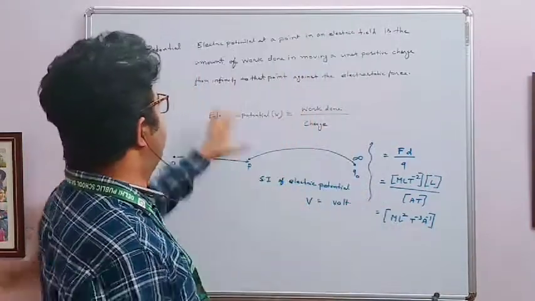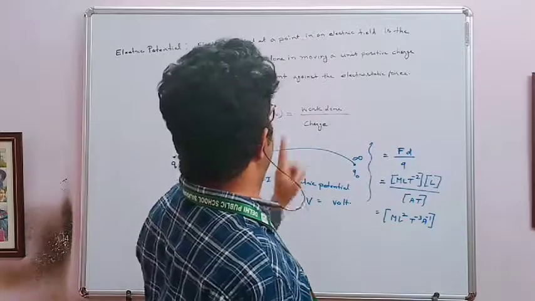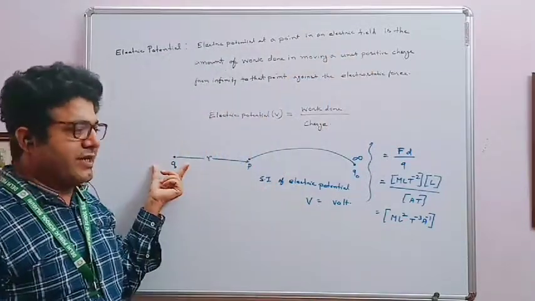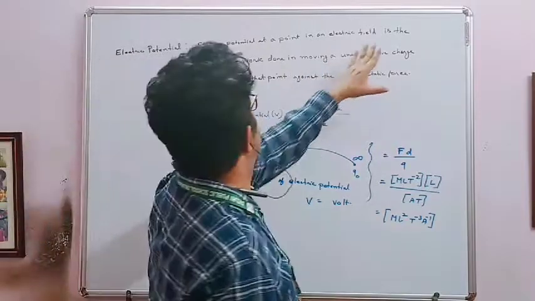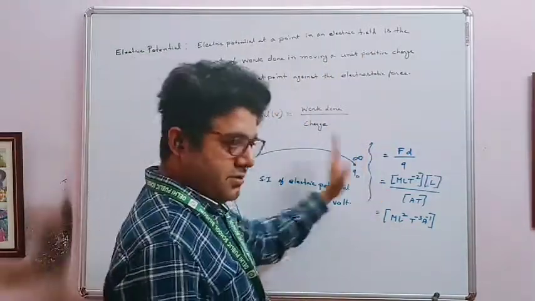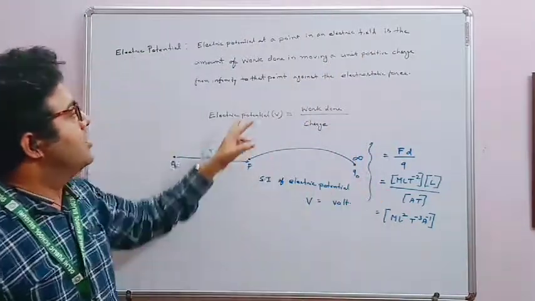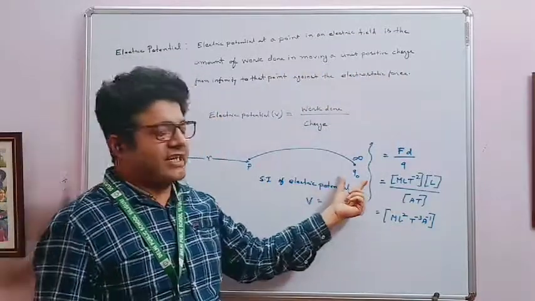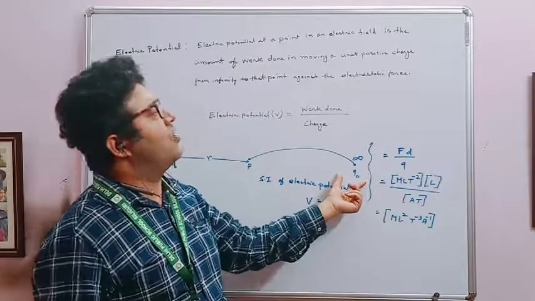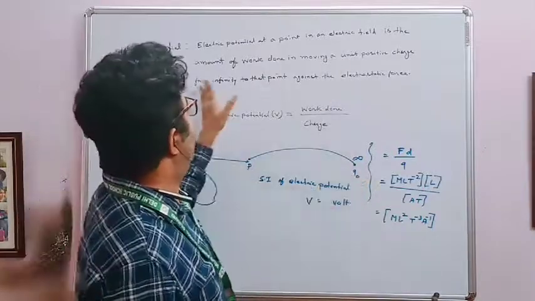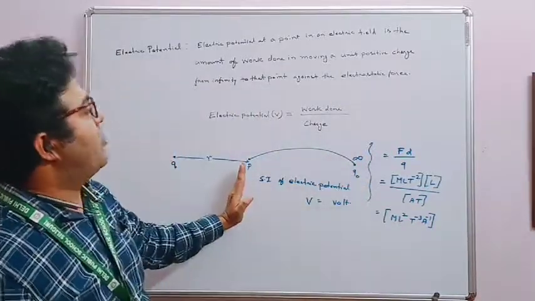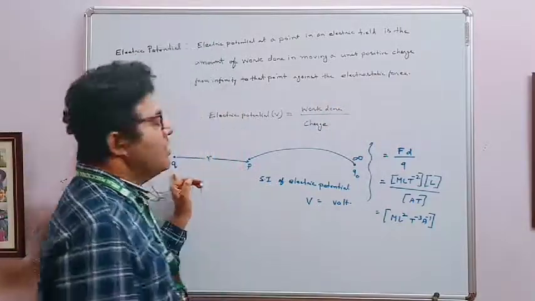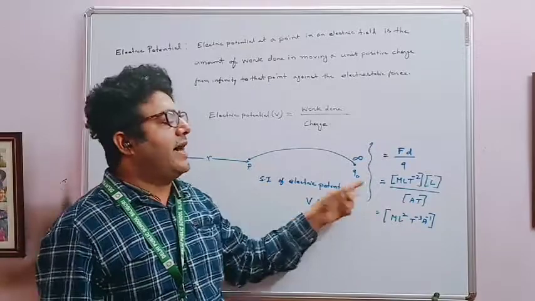Now again I repeat, electric potential at a point in an electric field, which is generated by this charged particle, is the amount of work done in moving a positive charge, that Q naught charge being the positive or unit positive test charge, from infinity to that point against the electrostatic force. Why the electrostatic force? Because you have Q naught charge and Q charge.